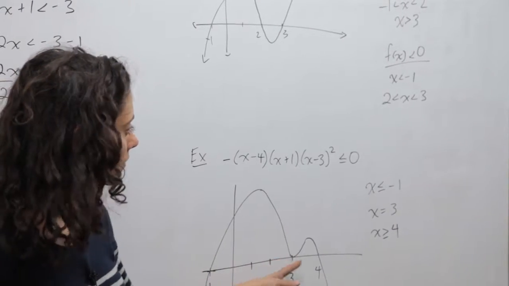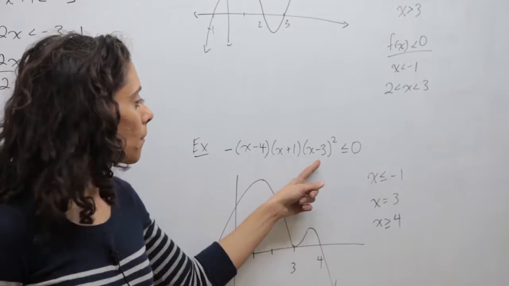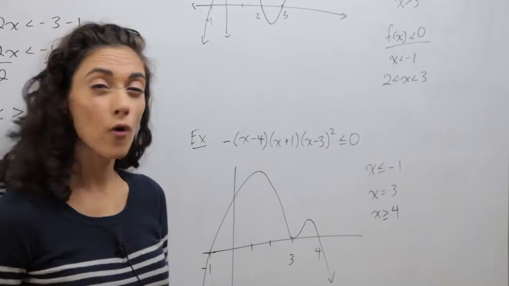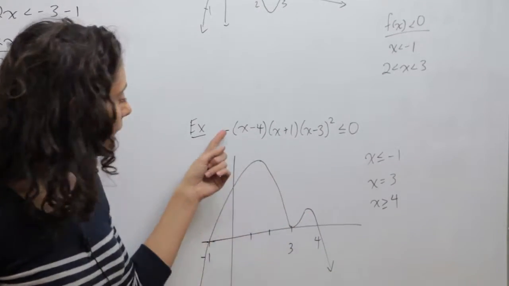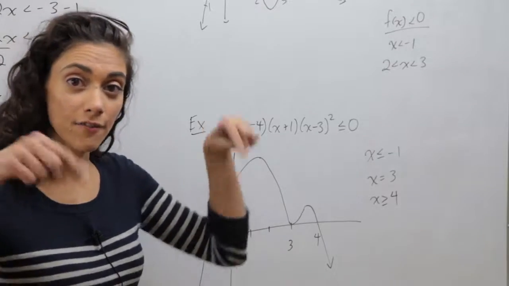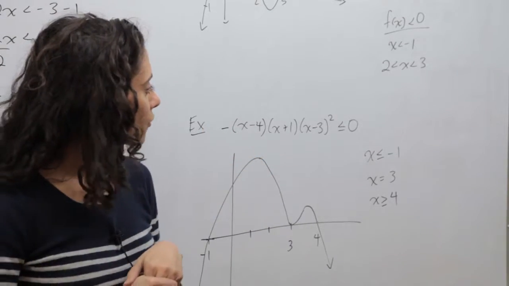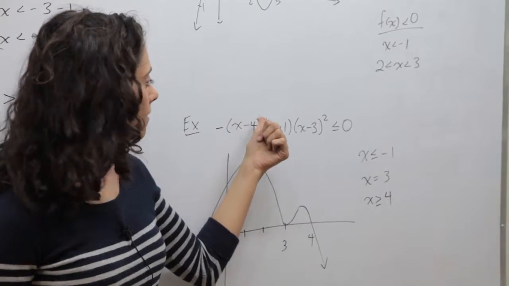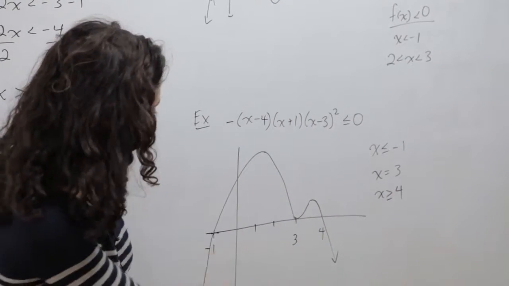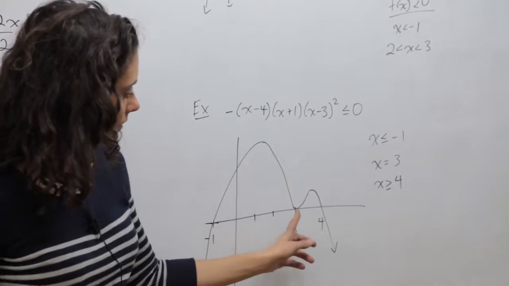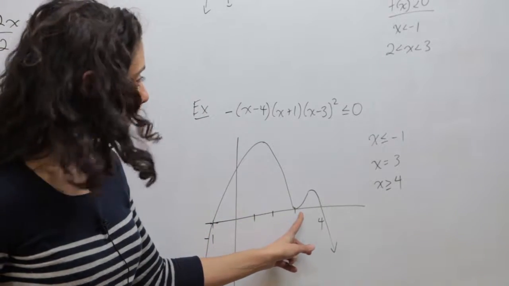-1, +3, and +4. Remember that this means that that is an order 2 zero, so my graph is going to bounce at 3. And because of the negative in front, my graph is flipped over, and so the end behavior is pointing downward because this is an even degree polynomial, degree 4. So there's my end behavior, there are my zeros, there's the special zero that bounces back.